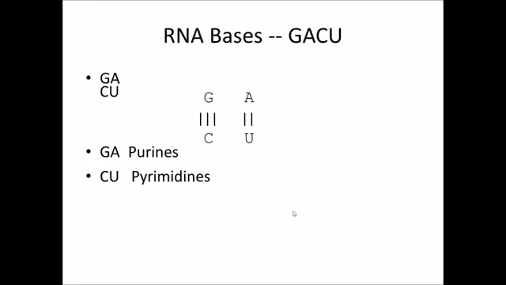To remember the RNA bases, I just keep the same order, and then change the T to the U, and so I get GACU, which is also goofy and easy to remember. And the same thing goes for the base pairing. The U base pairs to the A, and again the purines are in front and the pyrimidines are afterwards.